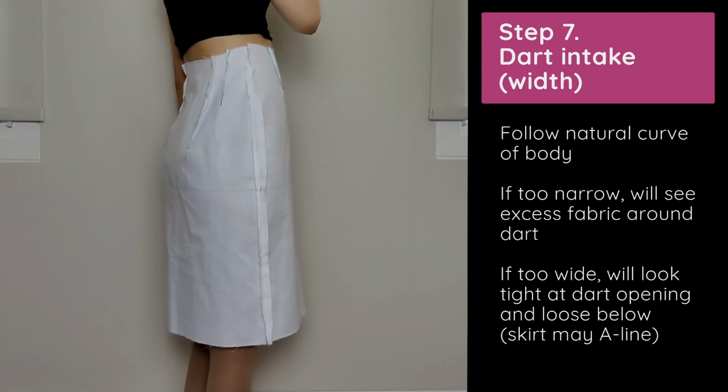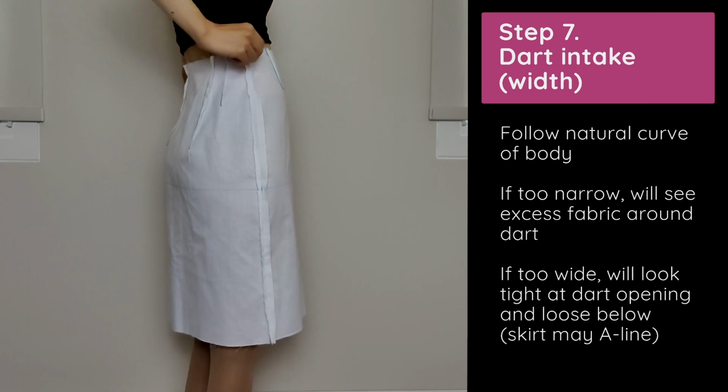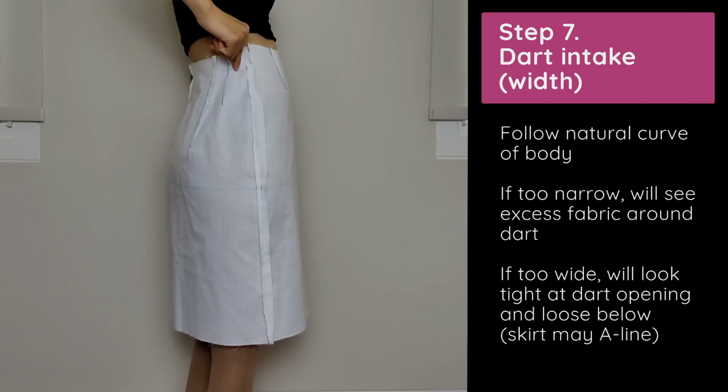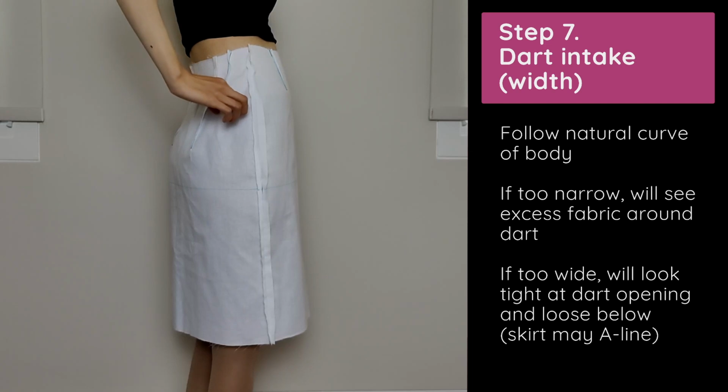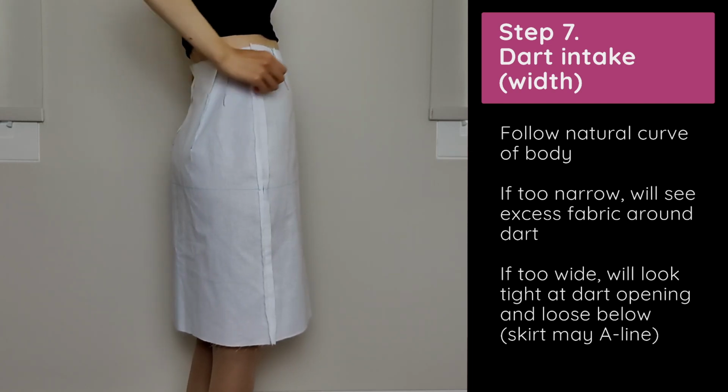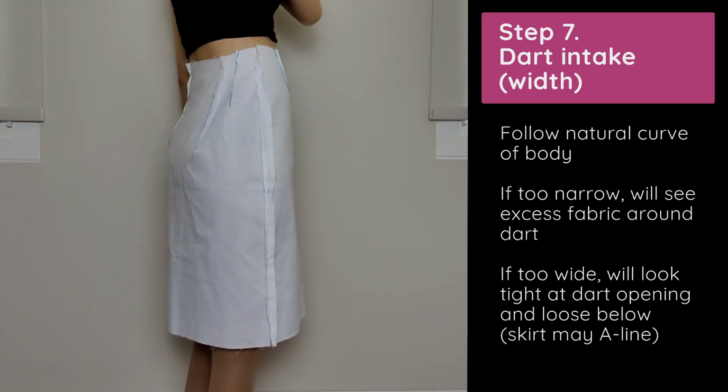On the other hand, if the dart is too wide, the fabric should look tight with possible horizontal stretch lines around the dart opening and loose below. This indicates that the intake may be too wide. You can restitch a thinner dart on your prototype to see if that helps before making the change on your skirt blocks. If it doesn't, then the intake is likely good as is.